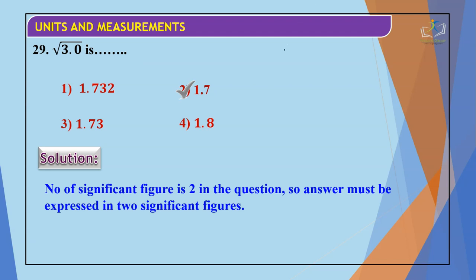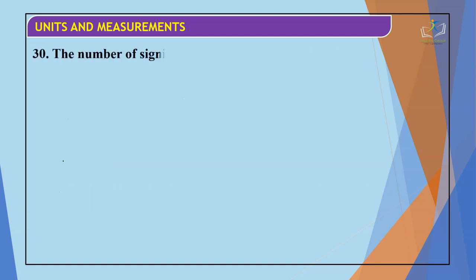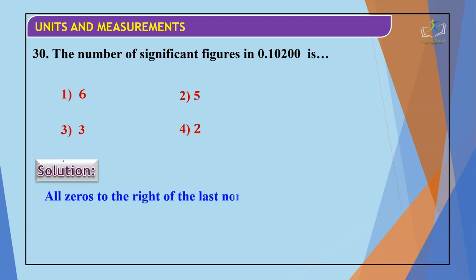Again, if the value is like this, root 3, and they ask for significant figures, then you can write it as 1.732. But here the decimal point is mentioned over there. So because of this point digit, we apply the significant figure rules over there. The number of significant figures in this: 6, 5, 3 or 2. What we know from the knowledge, like after the point, if the zeros are there, so those zeros will be what?